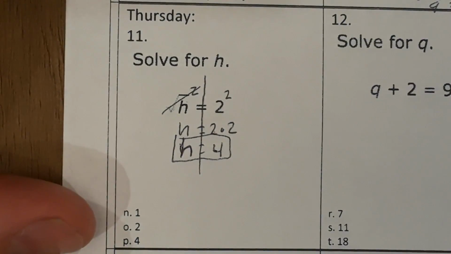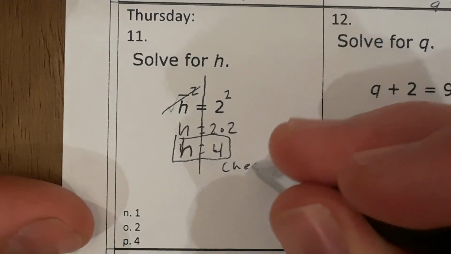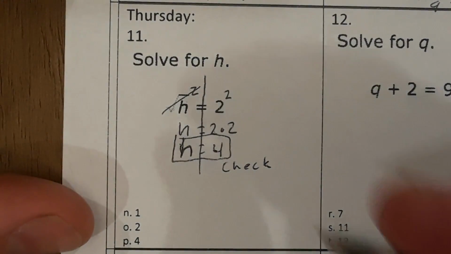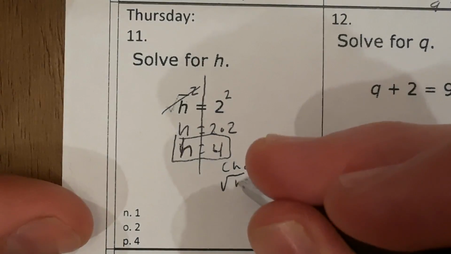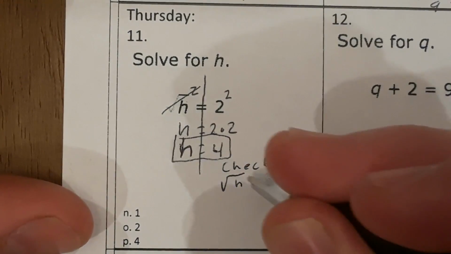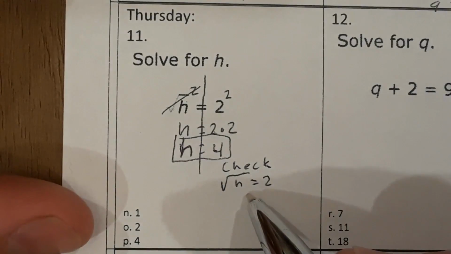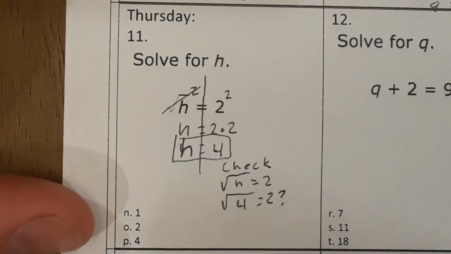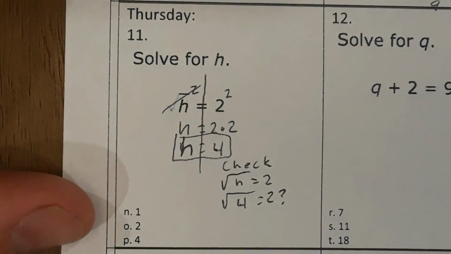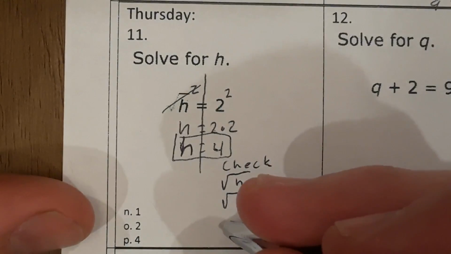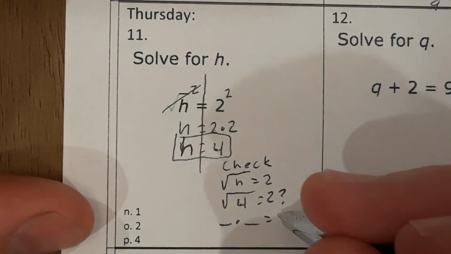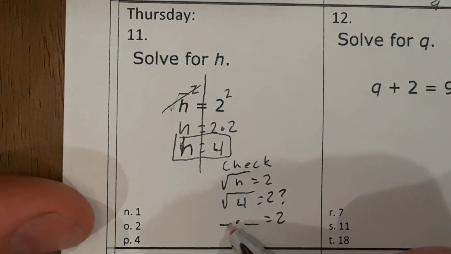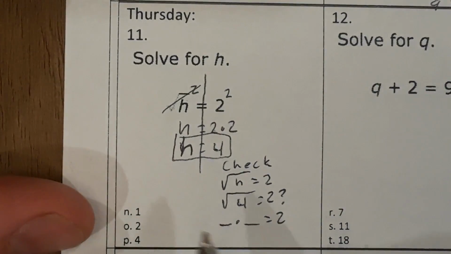Alright, now it's important though. Let's check and see if it's actually right. So, check. Square root of h equals 2. Take your 4, plug it in for h. So is it true that the square root of 4 equals 2? The square root means, well, what number times what number gives you that 4 right there? So what number times what number gives you 4?